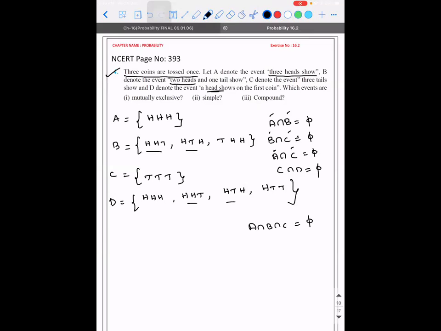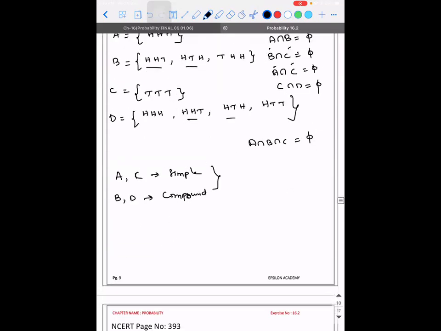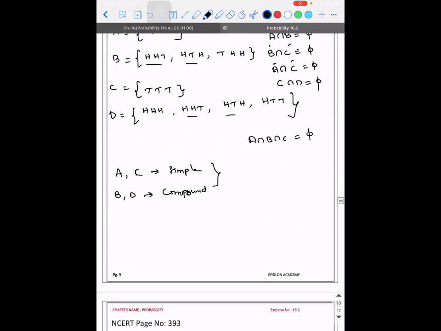Second, which events are simple? A and C are simple, and which are compound? B and D are compound. So make a note of this.